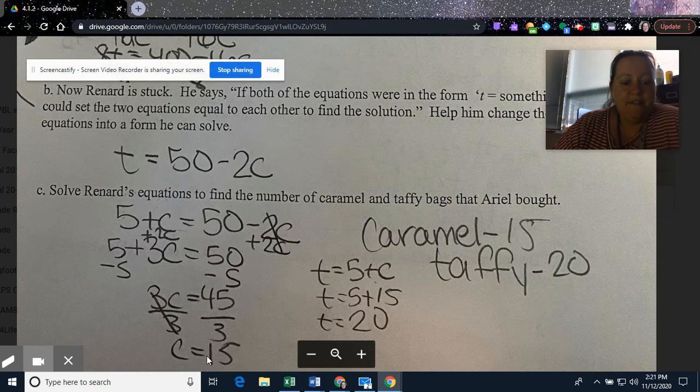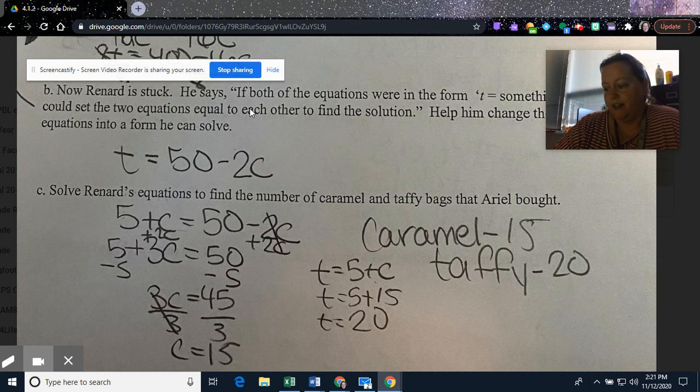And so if there were 15 bags of caramel, then to find the bags of taffy, you have t equals 5 plus c. So if caramel was 15, you would just take 5 plus 15, and you would get 20. Stay tuned for video 2 for the next problems.